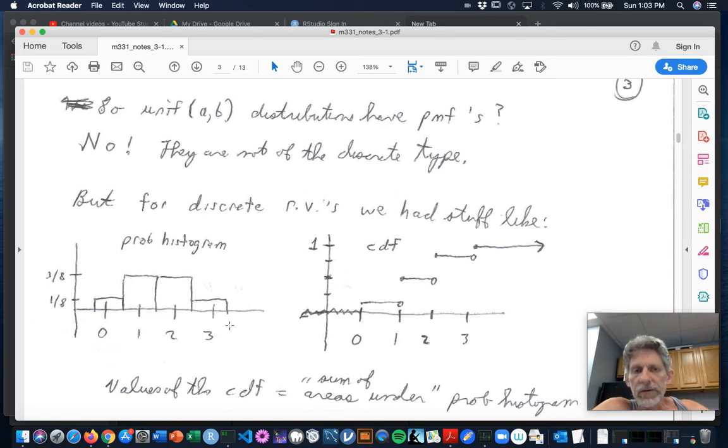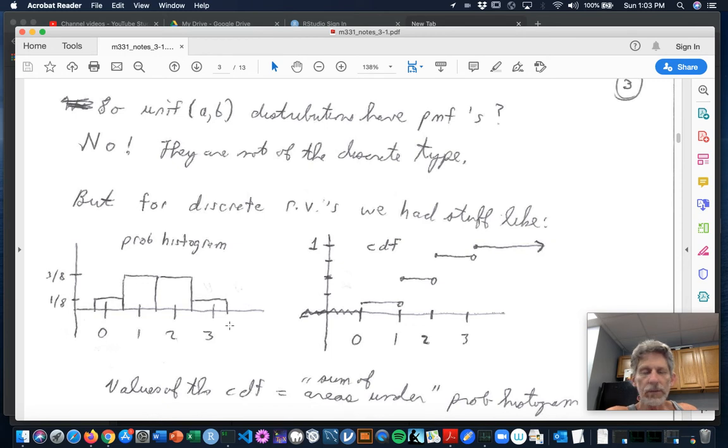Well, discrete random variables had CDFs and they had PMFs. Do uniform distributions have PMFs? No way, because there is no smallest possible difference between their values.